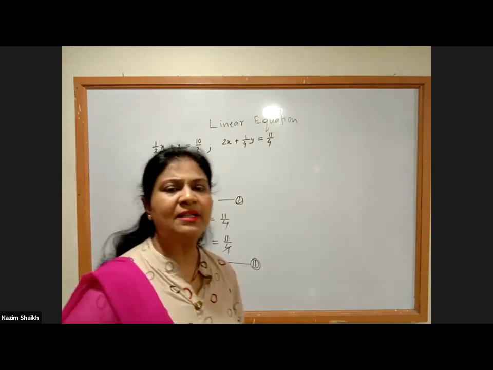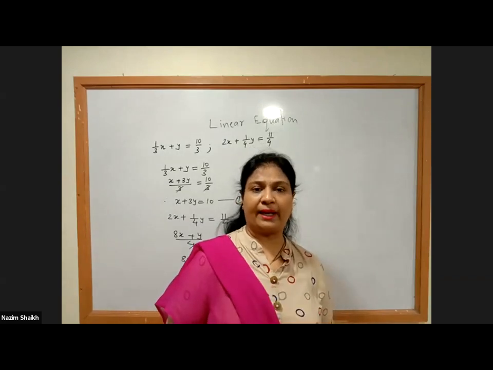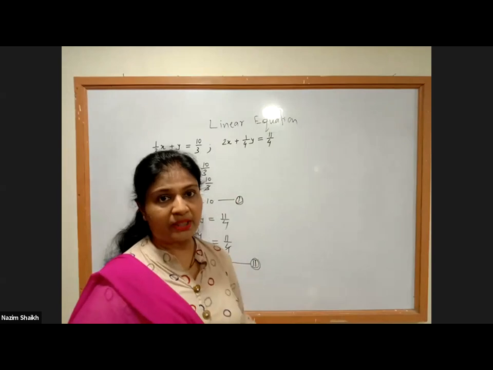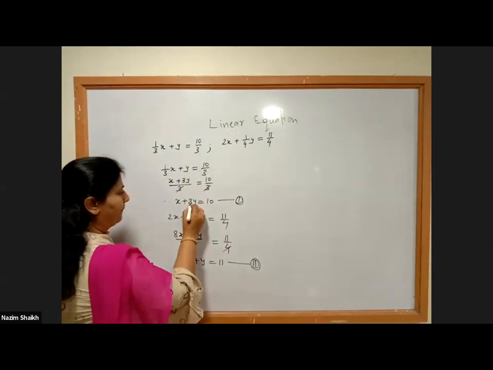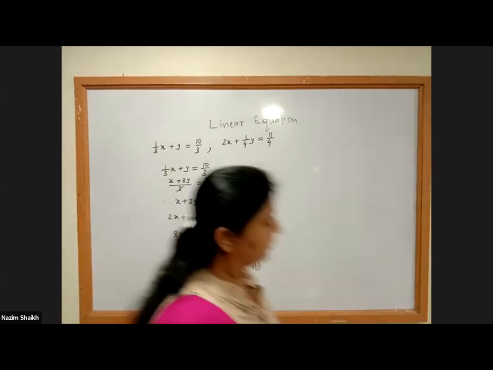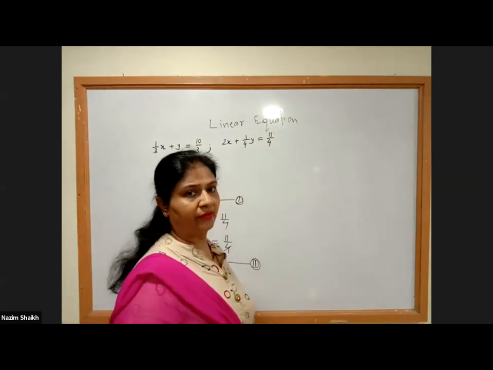So क्या खास बात समझ में आ रही है आपको? यहाँ क्वेश्चन आपको डायरेक्ट दिया नहीं था, equations were not given direct. So we have to simplify them and create the two equations. So x plus 3y is equal to 10 is your first equation, and 8x plus y is equal to 11 is your second equation.